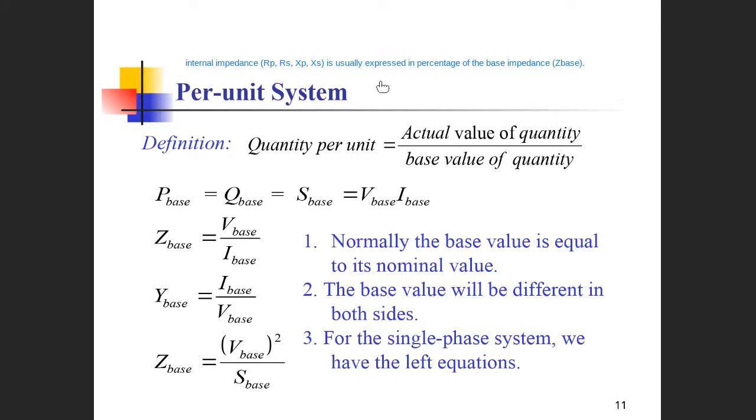The point is that for the transformer, the internal impedance is usually expressed as a percentage of the base impedance. Remember this. So when you use the internal impedance to calculate internal voltage drops, or to explain the internal power losses, you should transfer these values from the percentage of the base values into the actual values. So you should know how to transfer from the percentage into real values in per unit.